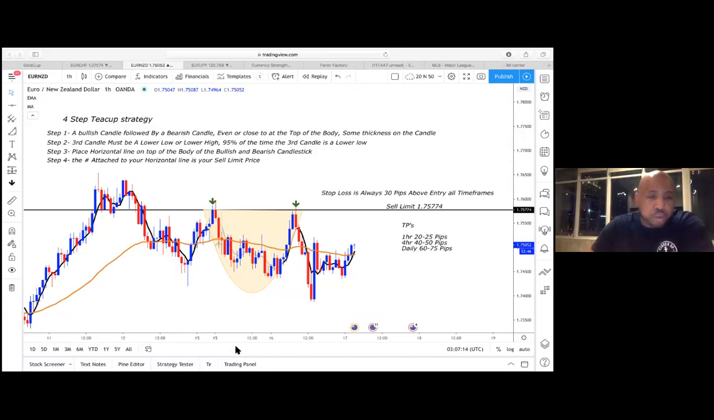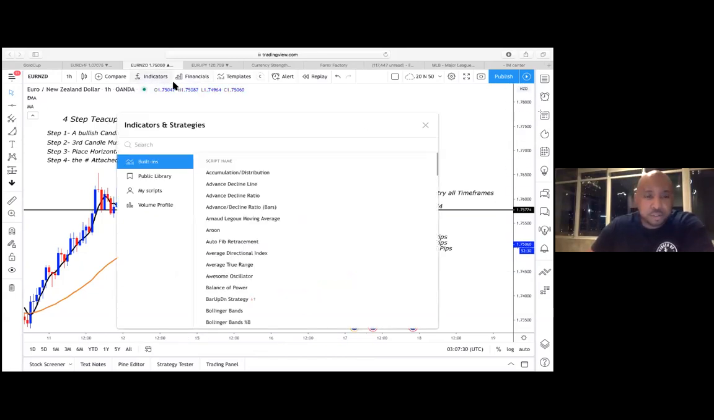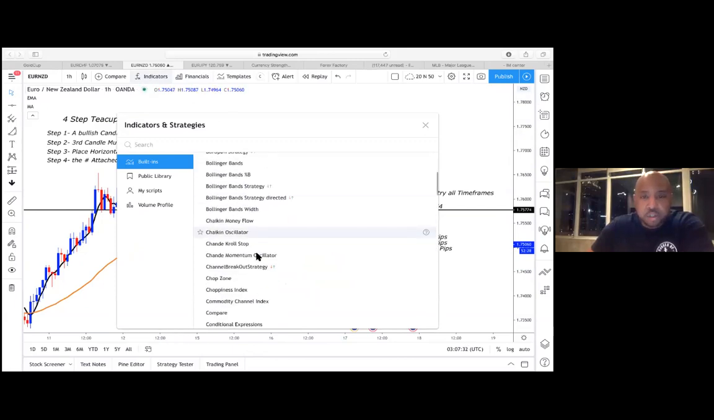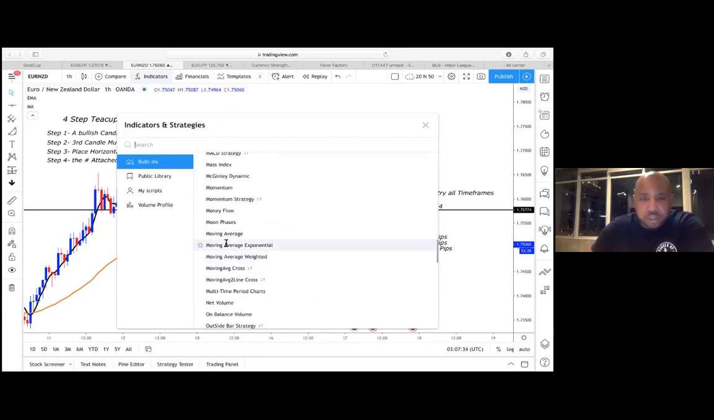Now, guys, I'm going to show you the 4 and the 50. How do you get these two moving averages on my screen? You go to indicators, and scroll down to moving average. You see right here it says moving average. That's already a simple moving average, so all you're going to do is change the number from 9 to 4.